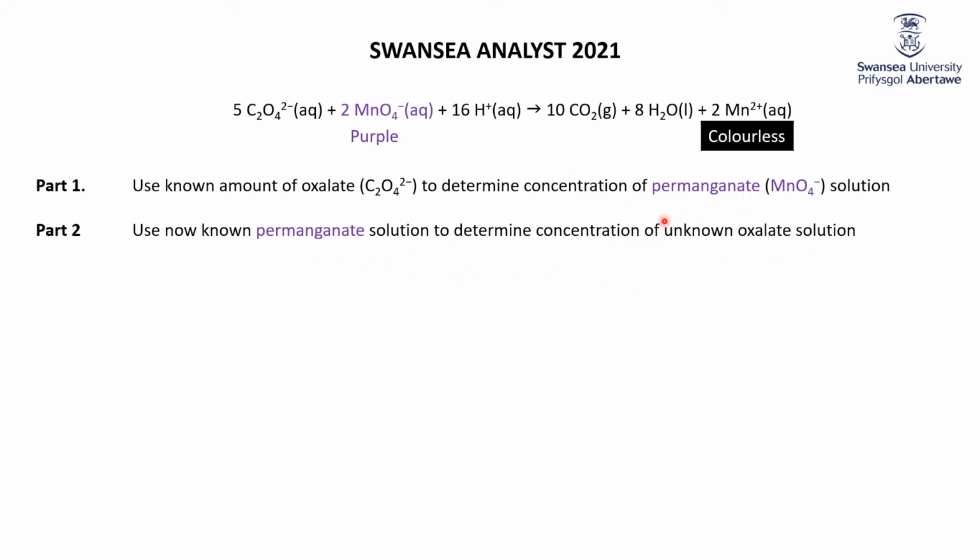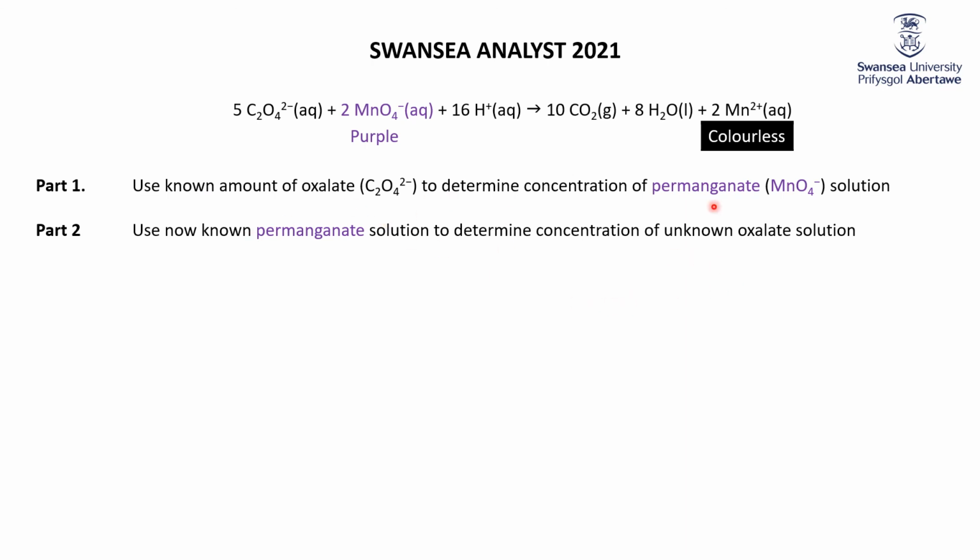Then in part two, we're going to take the permanganate solution, which we know the concentration, and then an unknown solution of ammonium oxalate, and you're going to use the known permanganate solution to determine the concentration of this unknown oxalate solution. Okay, so keep that in mind as we're going through two parts of it.